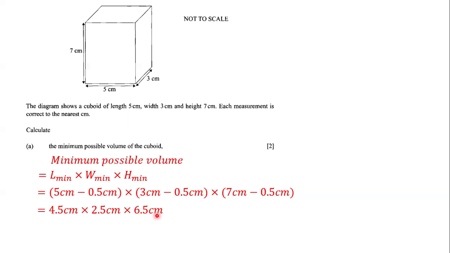And so when we multiply, we get 4.5 times 2.5 times 6.5, which gives us 73.125 centimeters cubed. So the minimum possible volume of the cuboid is 73.125 centimeters cubed.